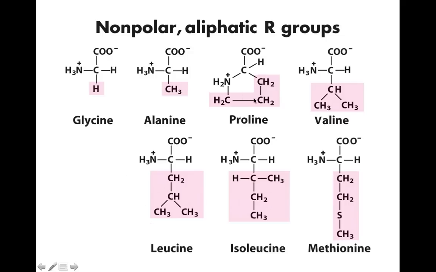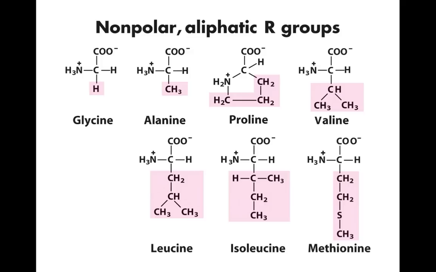I left proline for last because proline is special. If you look at all the other R groups, they are only connected to the alpha carbon. But with the R group of proline, you see that it's connected to the alpha carbon, but then it forms a ring structure by connecting to the amino group. So that is just something to note.